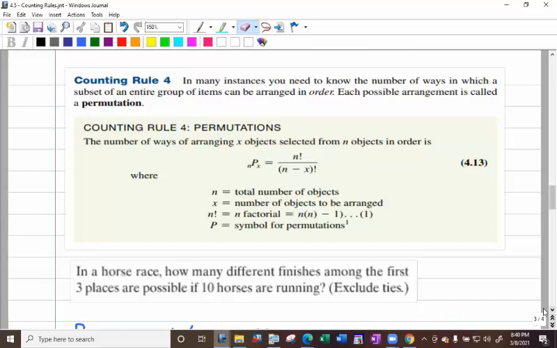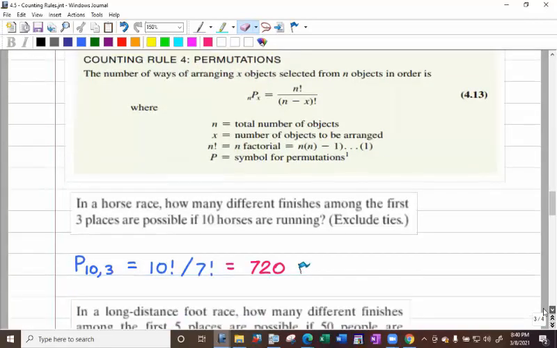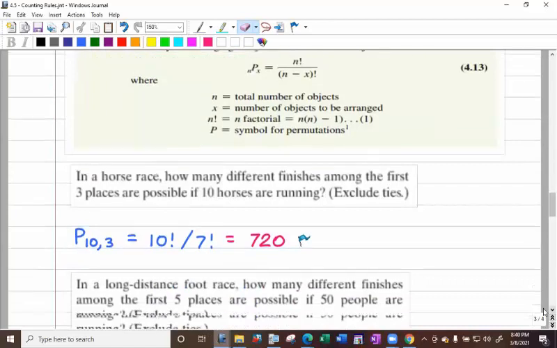Now we're going to look at things where the order would matter. Horse race. The order that the horses finish matters. The numbers matter, what order they finish in, based on how you bet.